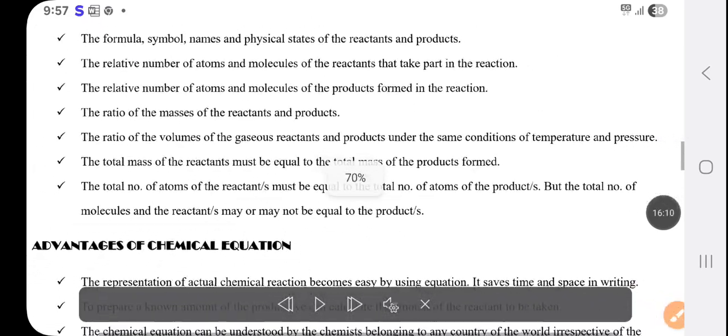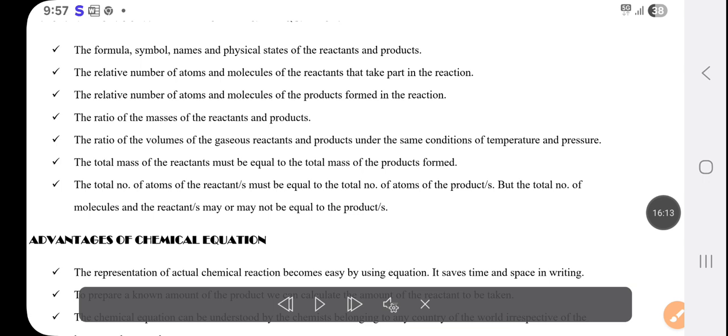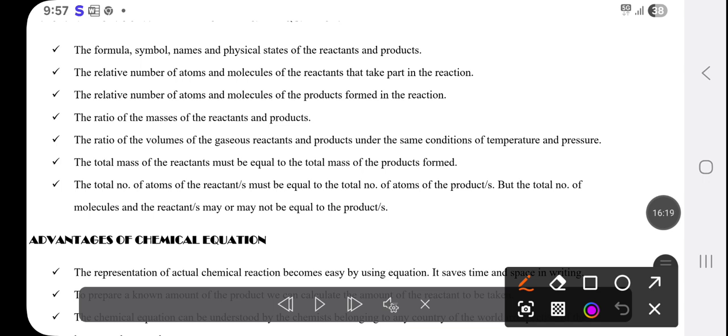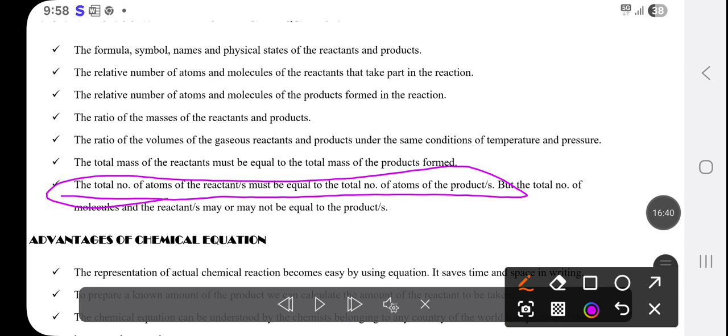Next, the total mass of the reactants must be equal to the total mass of the products formed. If we see the mass, then 2H2O will be equal to 2H2 plus O2. And the last point states that the total number of atoms in the reactants must be equal to the total number of atoms in the products. It is a very important topic, and that is how we balance the equation. But the total number of molecules in the reactants may or may not be equal to that in the products.